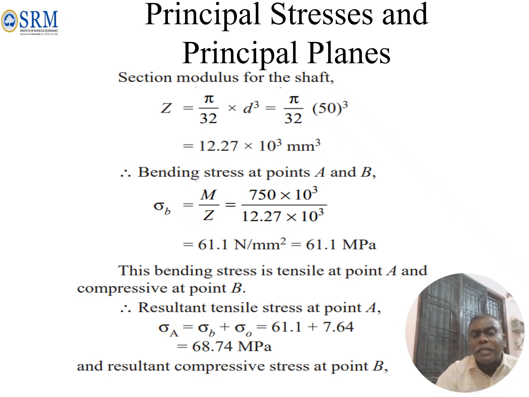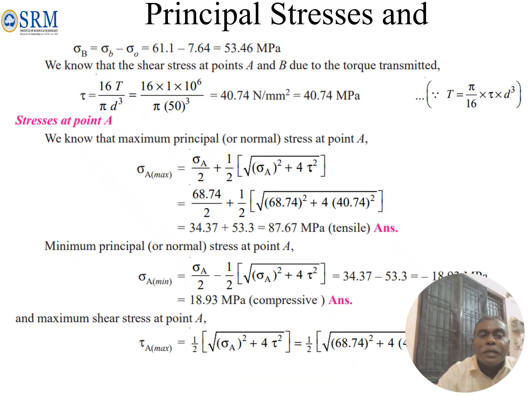The bending stress is tensile at point A and compressive at point B, as I mentioned at the start of the problem. At the top edge A there is a possibility of tensile stress, and at the bottom point B a possibility of compressive stress. So the resultant tensile stress at point A, sigma A, equals sigma b plus sigma 0, that is 68.14 megapascal. At point A both are tensile, so we add the algebraic sum, sigma b plus sigma 0. But for the resultant compressive stress we have minus sigma b minus sigma 0. That is the difference between the tensile and compressive cases.